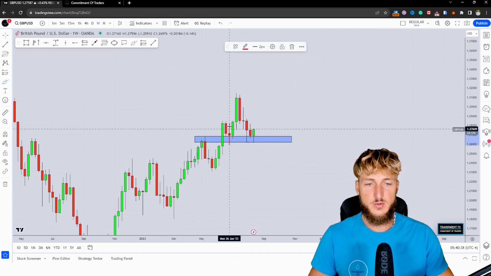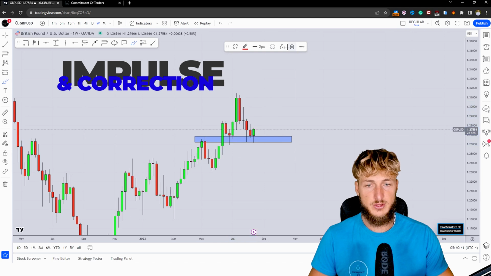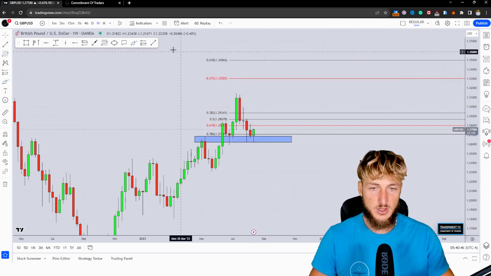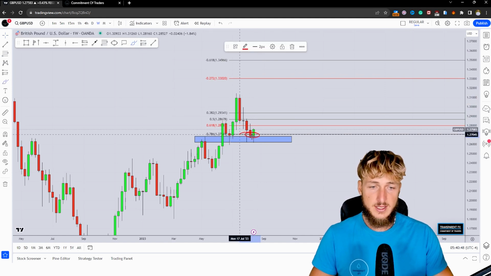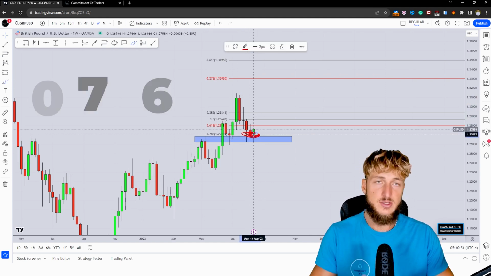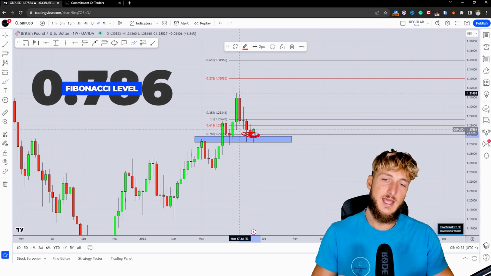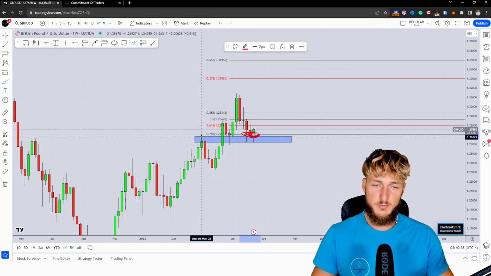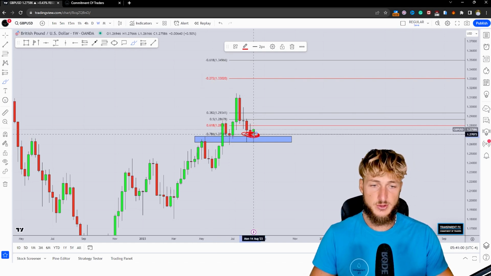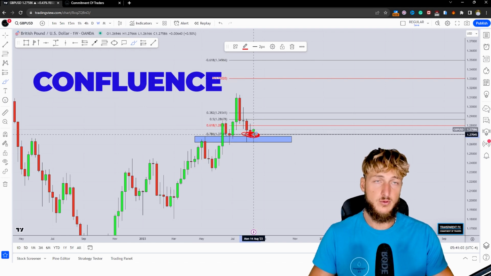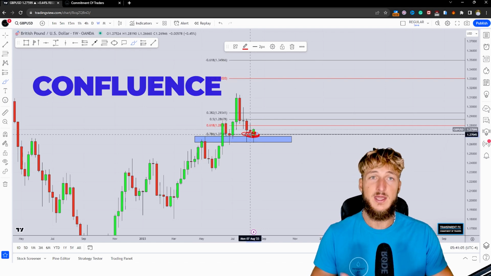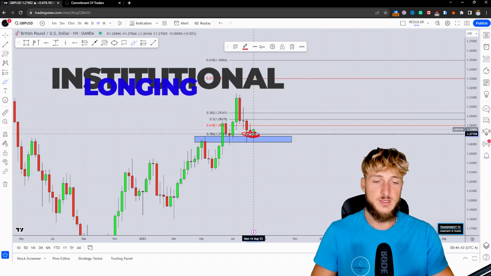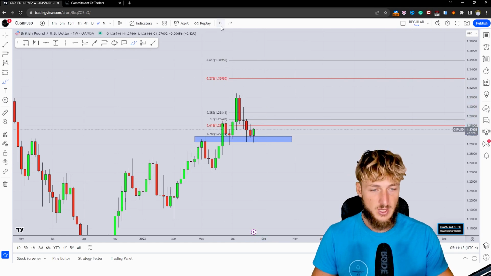Now, we can also notice that we do have an impulse and a correction. In general, after an impulse, if you want to measure the correction, you have to take your Fibonacci from the low to the high of the impulse leg. And we can see that at the moment, the market is rejecting the 0.786 of the Fibonacci taken on this weekly impulse leg, which is a quite strong support level that, combined with this previous structure resistance turned support, actually creates confluence of support in this area, increasing the probabilities of seeing institutional longing, which at that point would further increase the probabilities of a potential move to the upside.